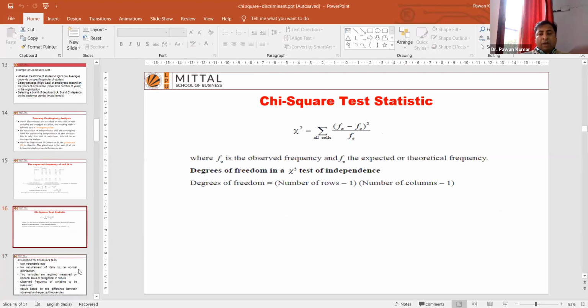We apply the formula, and the formula is observed minus expected, whole square, divided by expected, and summation. That is the formula of the chi-square test. And in the chi-square test, the degree of freedom is (n minus 1) into (m minus 1). N means your columns and m means your rows.